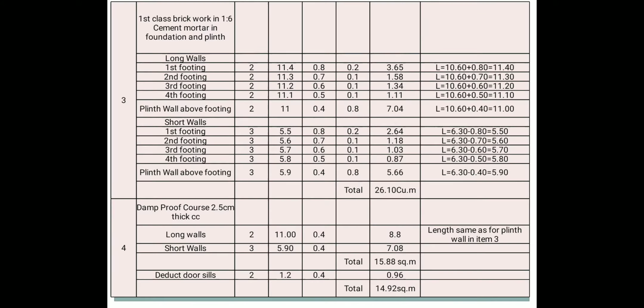So to move on, for the first class brickwork in 1:6 cement mortar in foundation and plinth, for the long walls it is first footing, second footing, third footing, fourth footing and the plinth wall above footing. For all the numbers is 2, and for first footing it is 11.4, 0.8, 0.2, 3.65. For the second footing it is 11.3, 0.7, 0.1, 1.58. For the third footing it is 11.2, 0.6, 0.1, 1.34. And for the fourth footing it is 11.1, 0.5, 0.1, 1.1. And for the plinth wall above footing it is 11.4, 0.8, 7.04.